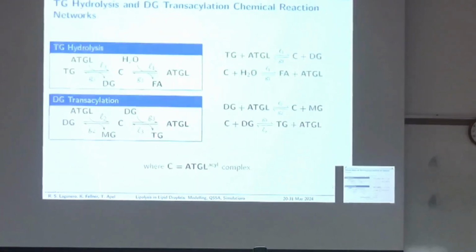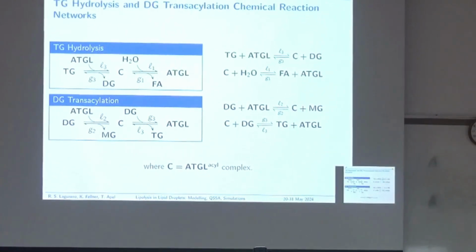But then what we did, therefore, is to look deeper. So in hydrolysis, what you actually do is, well, this ATGL reacts with DG, producing this ATGL-acid complex. So it's a complex. And then after this complex is produced, water, that's why it's hydrolysis, water reacts with this complex, releasing the fatty acid and then the enzyme.